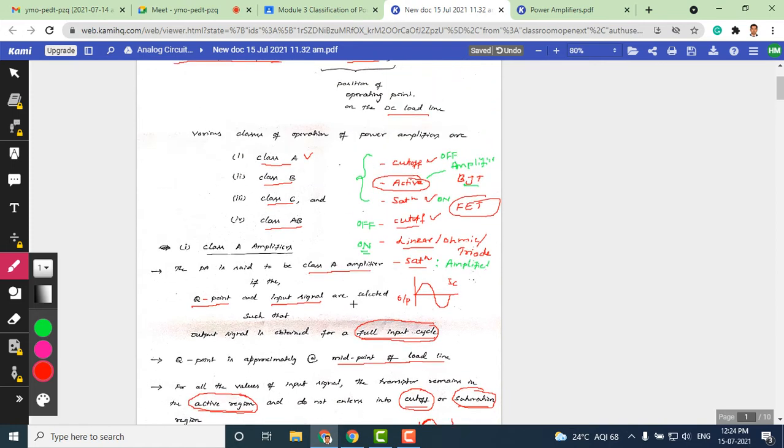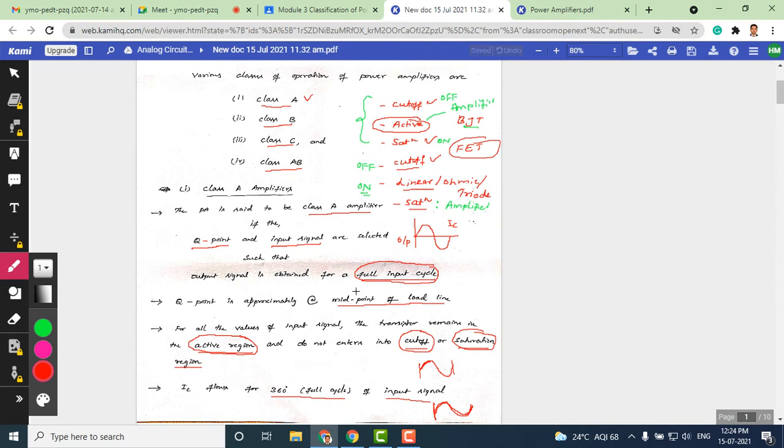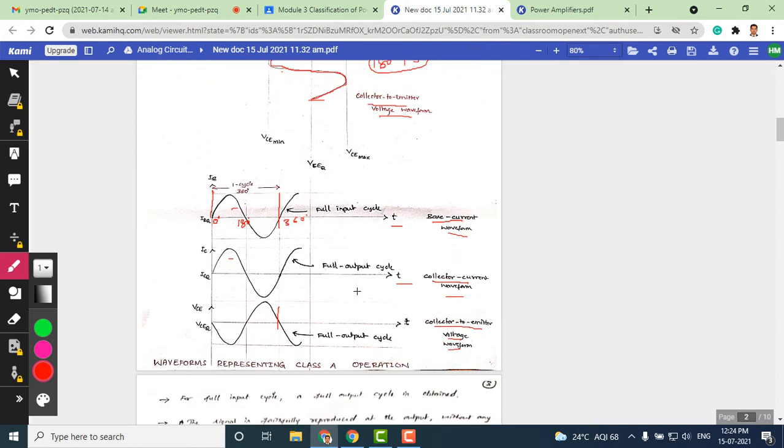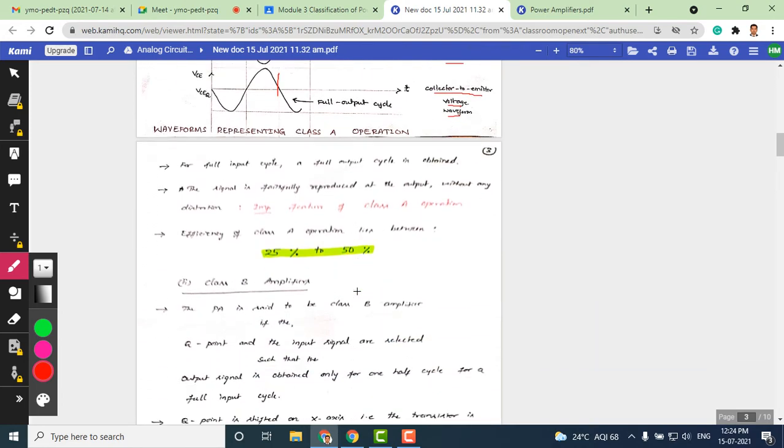If you understand the fundamentals, you can easily go through the mathematical aspects also, like efficiency, distortion, and conversion efficiency. Those things are important for power amplifiers. All right, with that, let us move on to the other details of class A. Since for a full input cycle a full output cycle is obtained for the class A amplifier, as we have already seen, the signal is faithfully reproduced at the output without any distortion. There is no distortion in a class A amplifier.